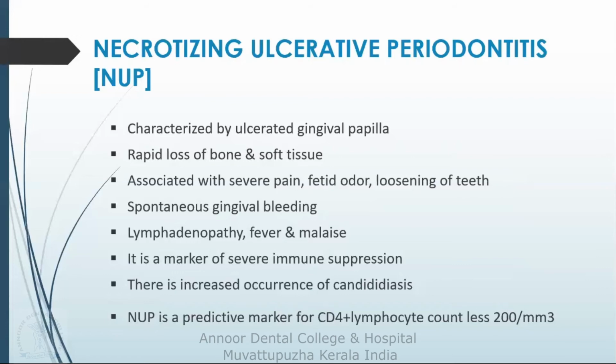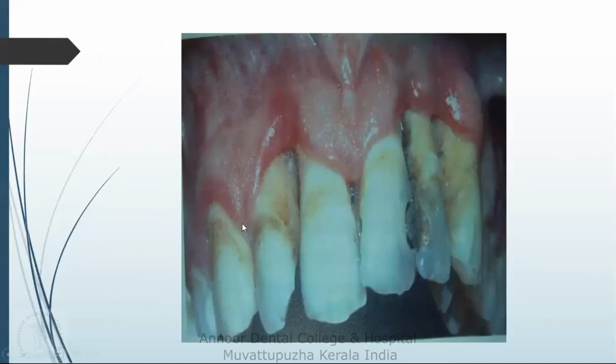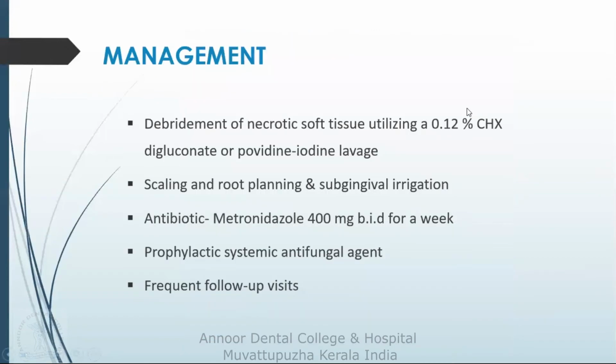And then you can see here, debridement of necrotic soft tissue utilizing 0.12% chlorhexidine digluconate or povidone iodine lavage. You can even use povidone iodine. Scaling and root planing and subgingival irrigation. Antibiotic, which is metronidazole 400 mg twice daily for a week. Prophylactic systemic antifungal agent has to be given, as it is usually accompanied by candidiasis, and there should be frequent follow-up visits.